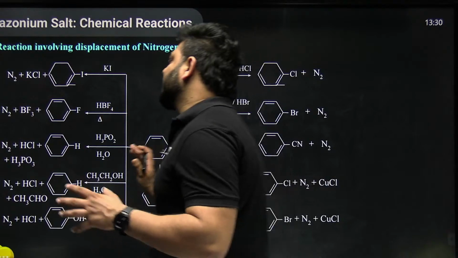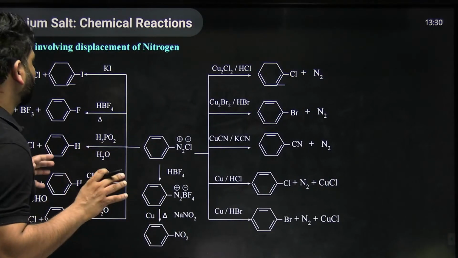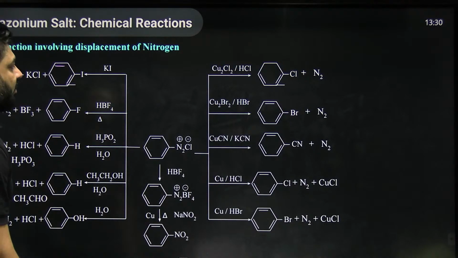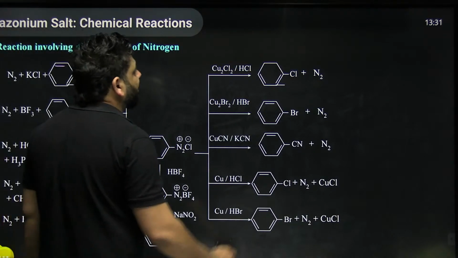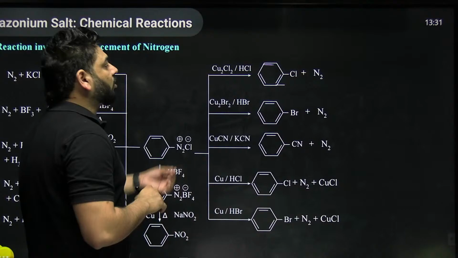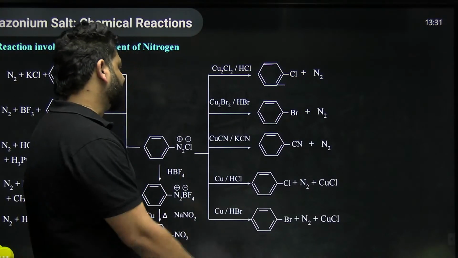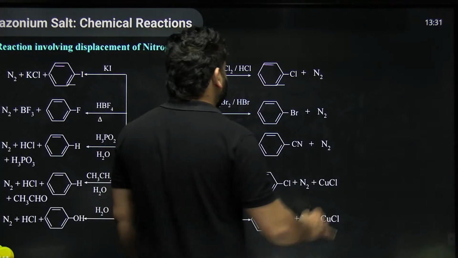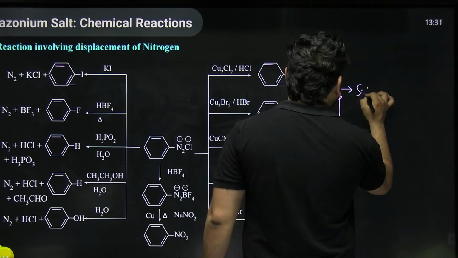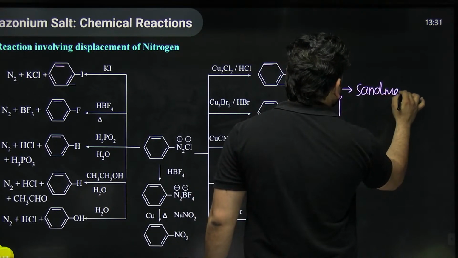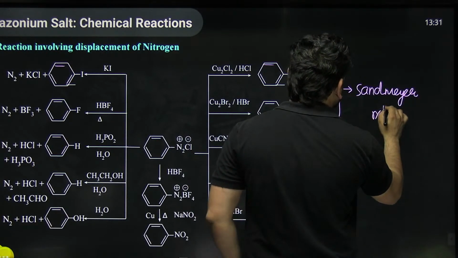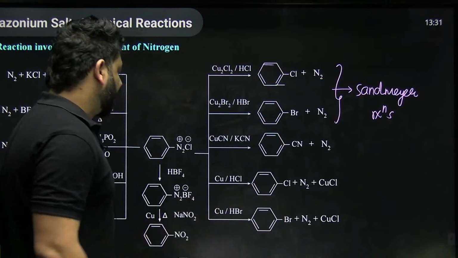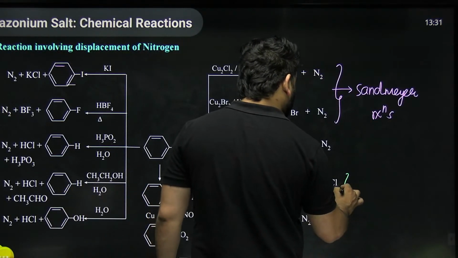Then we have a set of very important reactions, everyone. Please look at these reactions. We already studied them earlier while preparing the aryl halides. You remember aryl halides like chlorobenzene, bromobenzene, cyanobenzene, with Cu2Cl2 and HCl. These reactions are called the Sandmeyer reaction. And these reactions with copper powder and HCl are called the Gattermann reaction.